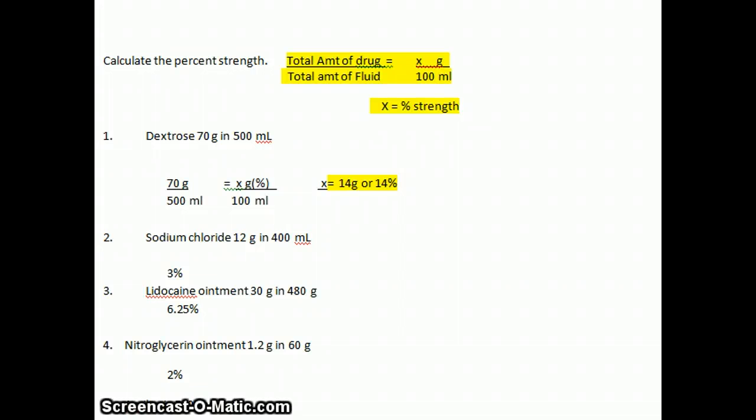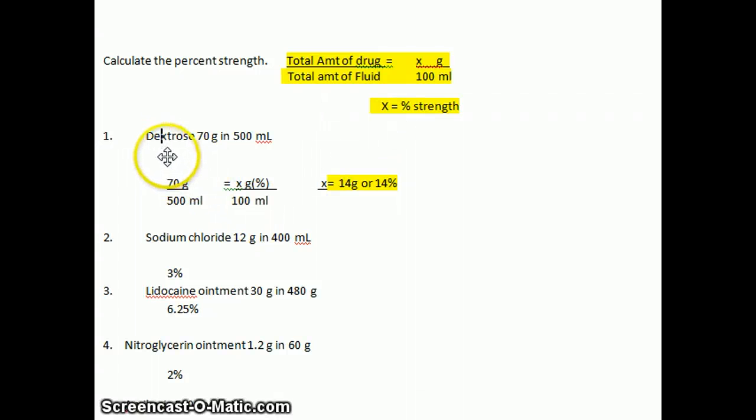With this one, we are to calculate the percent strength, and to do that you have your total amount of drug over the total amount of fluid equal to X grams over 100 mL, and your answer will be in a percent.